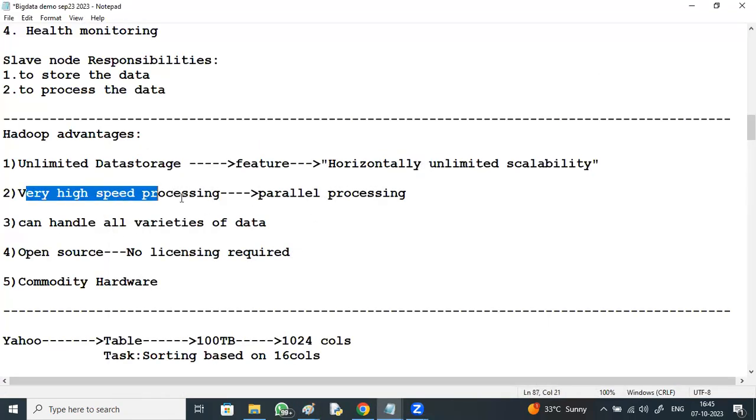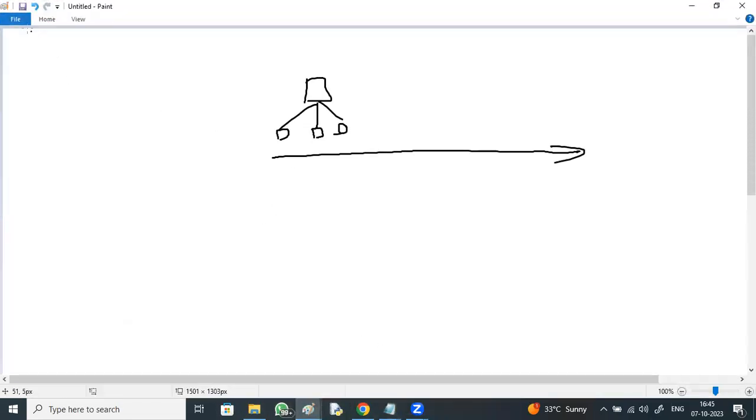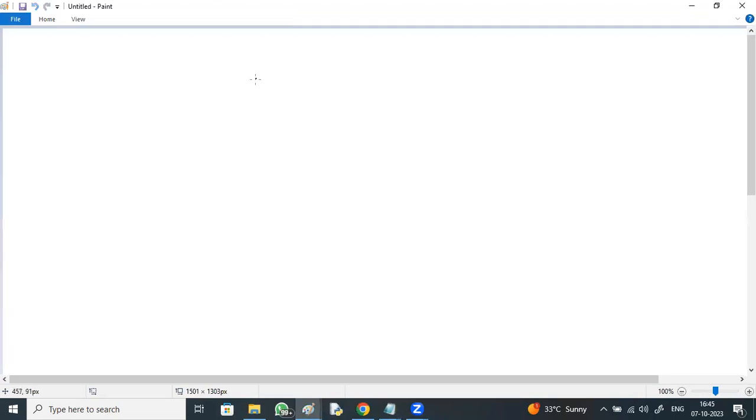Very high speed processing because of parallel processing. Parallel processing and non-parallel processing: what is the difference you observe? So if you take parallel processing and non-parallel processing, right?